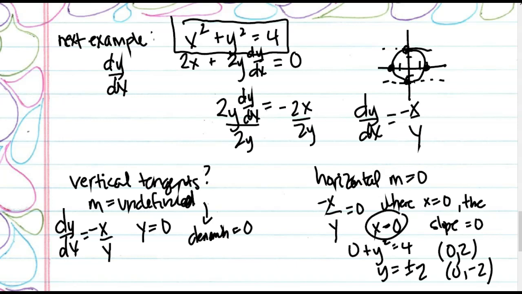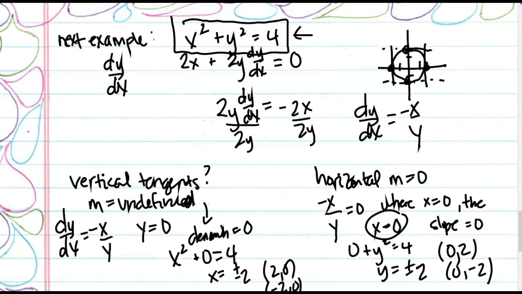We can also plug that back into the original equation and say x squared plus 0 equals 4. So x equals plus or minus 2, and we have 2 points there as well. We have 2, 0, and negative 2, 0. And at those 2 points, we have vertical tangent lines. So we can do a lot with a simple circle, but we couldn't do this as a function before.